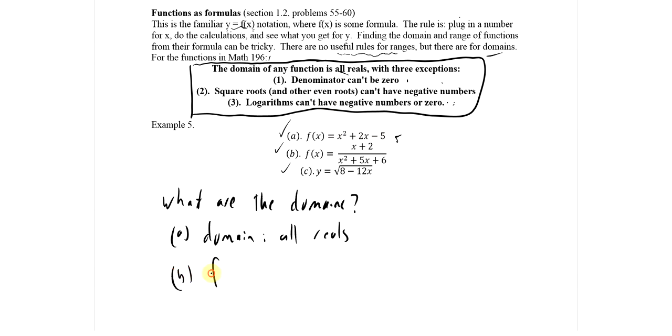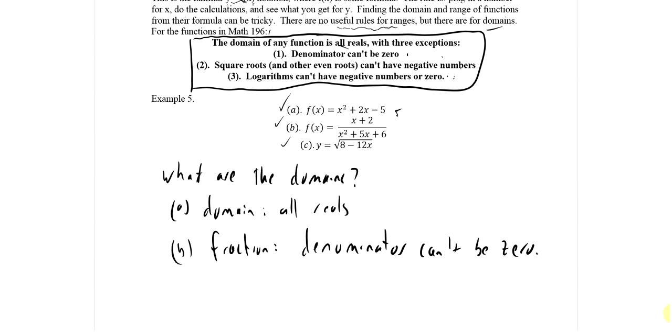Well, this is a fraction. Right? It's got a denominator. So what does that tell me? Denominator, rule 1 above, can't be 0. So what are the bad numbers here? Well, my denominator, I won't write out the whole thing, we'll just write denom, is x squared plus 5x plus 6. And we know how to factor that now.